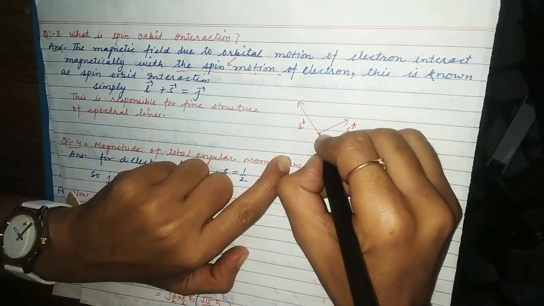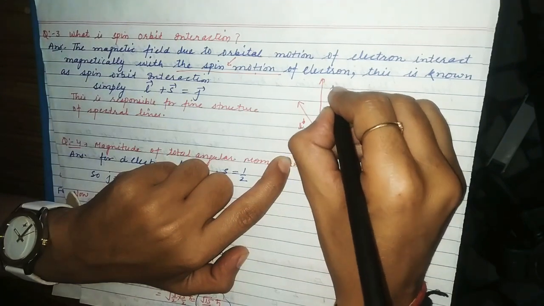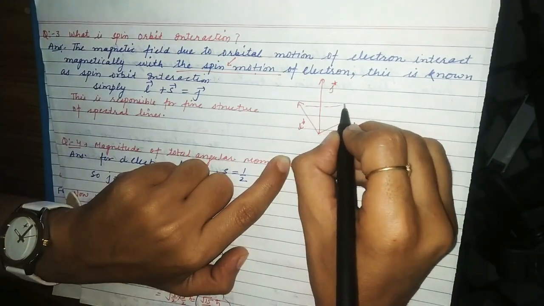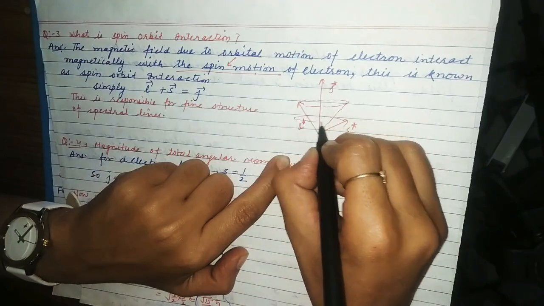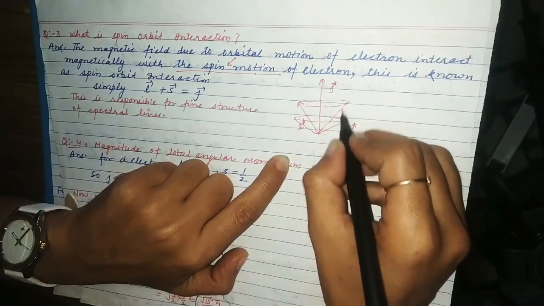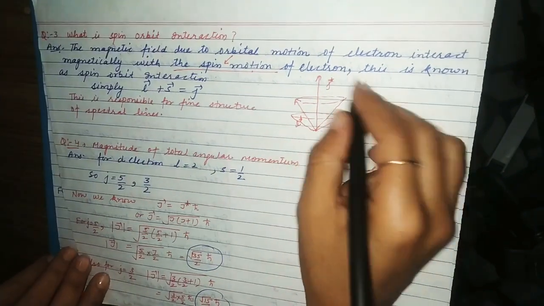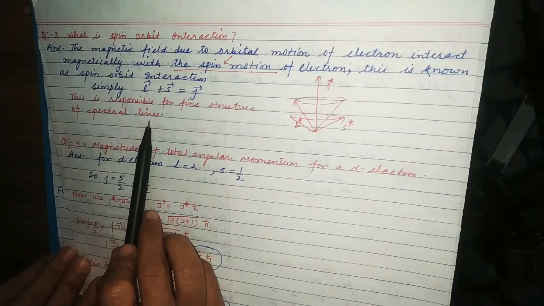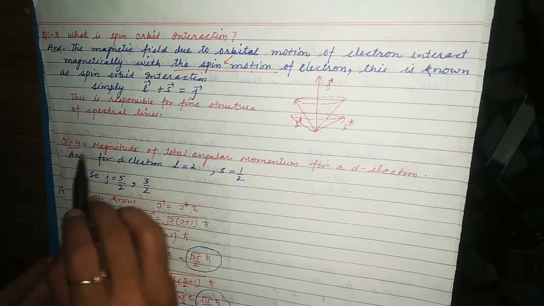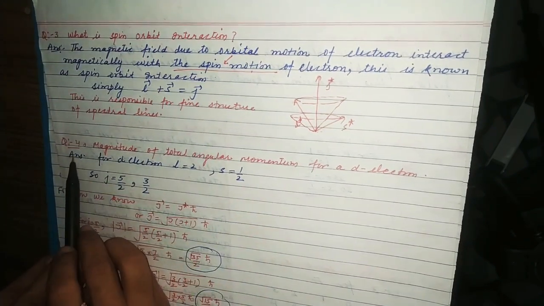They will interact with each other and will produce J star, and they will also precess about their resultant and describe a cone. L will describe a cone, similarly S will also describe a cone. So this is what is known as spin orbit interaction, and this is responsible for fine structure of spectral lines. This is very important. So this was the third question. Now let us move to the fourth one.